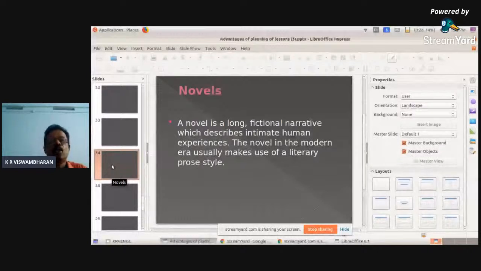What is a novel is a very important question as a part of the end semester examination. What is a poem, what is a novel, etc. You should know. A novel is a long fictional narrative which describes intimate human experiences. The novel in the modern era usually makes use of a literary prose style.